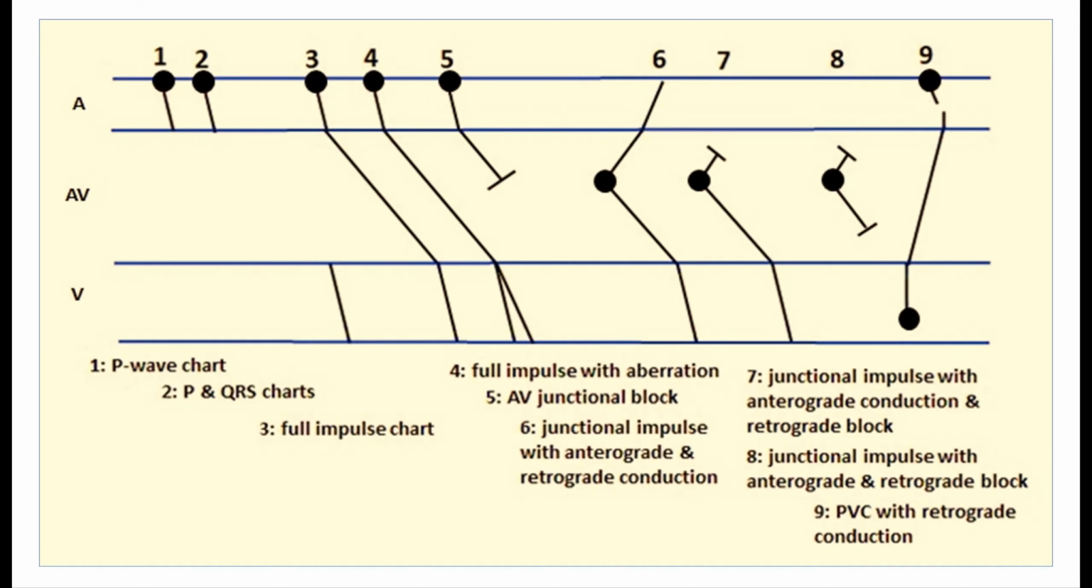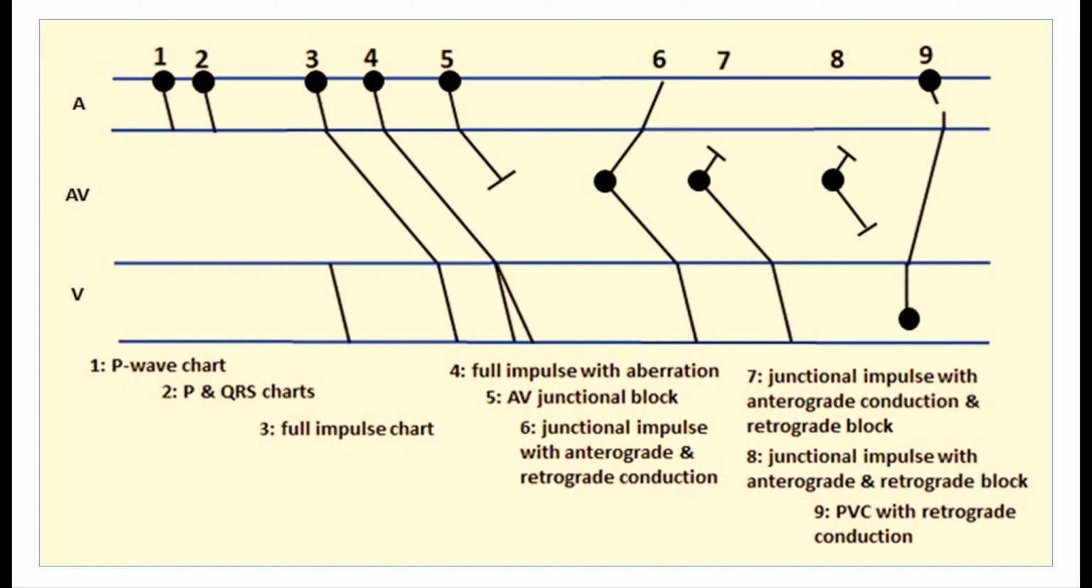Beat 1, P-wave chart. Beat 2, P and QRS charts. Beat 3, full impulse chart. Beat 4, full impulse with aberration. Beat 5, AV junctional block.